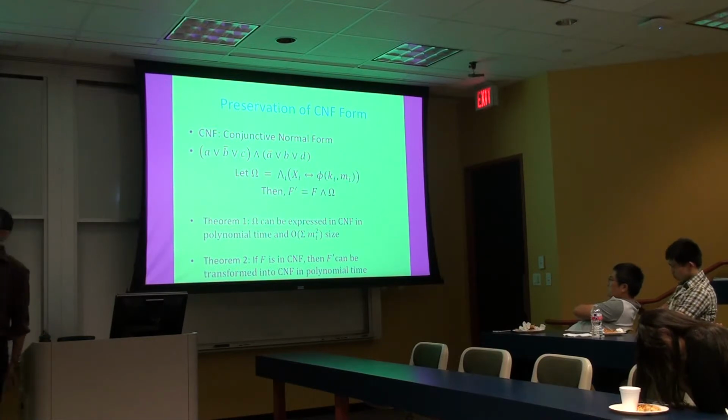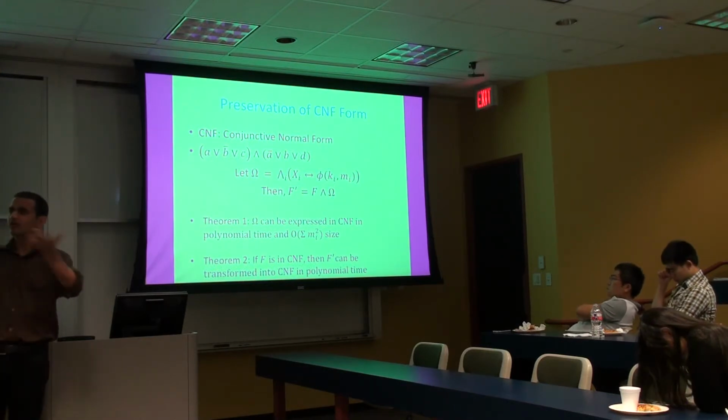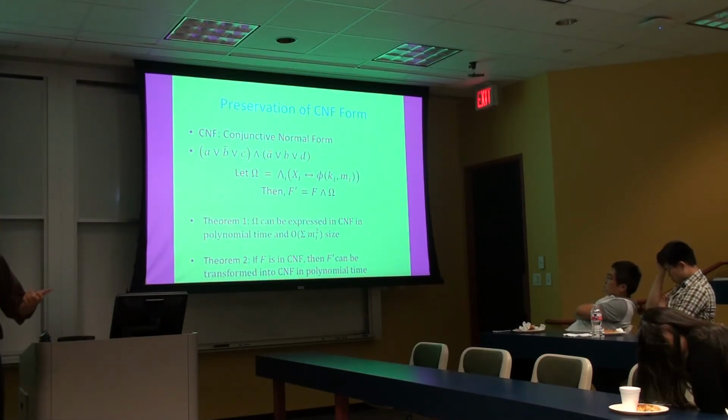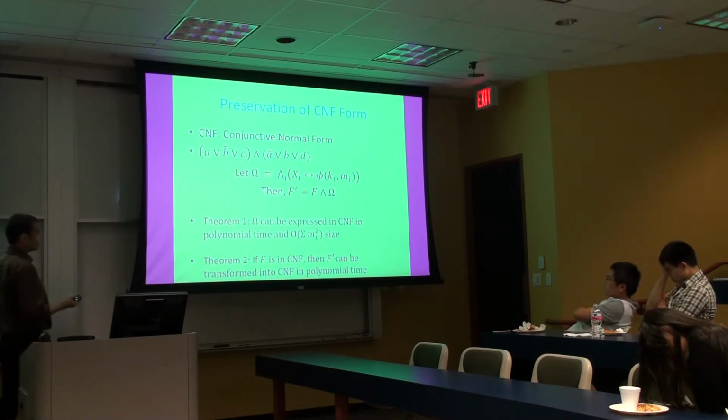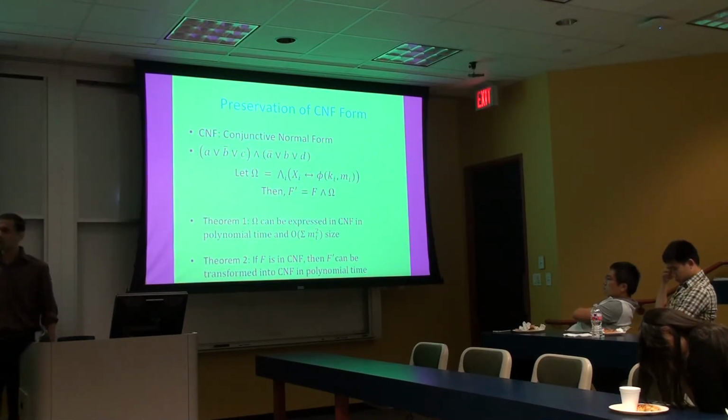This gives rise to the theorem that since f is already in CNF, omega we can convert to CNF in polynomial time, and when you take the conjunction of two CNF formulas, you still get a CNF formula. So the resulting formula that we get is a CNF with very low overhead, and we can give this to a UMC solver.